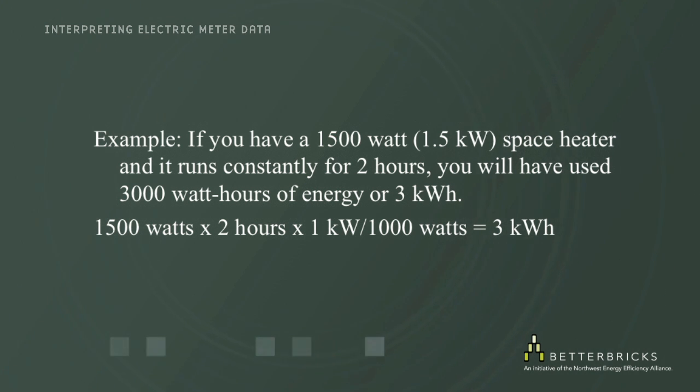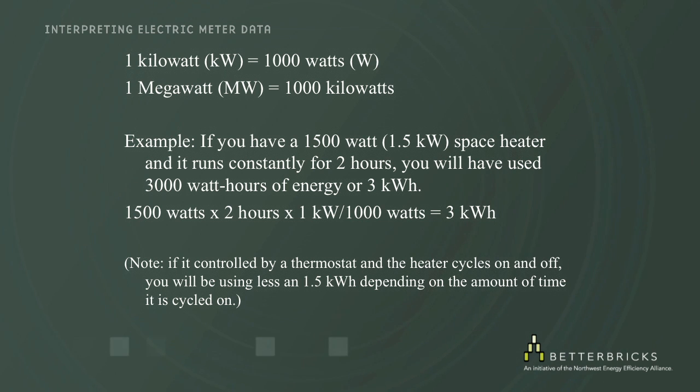So the formula for that is 1,500 watts times 2 hours times 1 kW for 1,000 watts to convert it into kilowatt hours. One thing to note, if your heater is being controlled by a thermostat, so it cycles on and off to maintain a certain temperature, you're going to be using less than that 3 kilowatt hours for this period of time. It's going to depend on the amount of time that it's cycling on and off. That's one reason we need to measure with meters and collect interval data because you just can't do a calculation by just taking a sample period of time.